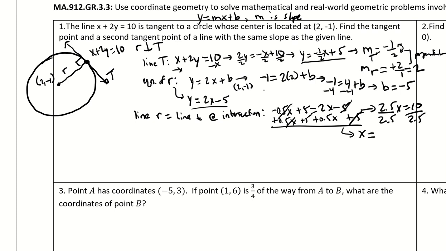So x is equal to 4. All right, and then what we're going to do is plug this into this equation, then that'll give us the y value, okay? So y equals 2 times 4 minus 5 equals 8 minus 5, which is 3. So that means the coordinates of the intersection point, the first tangent point, this is TP for tangent point, is 4, 3.